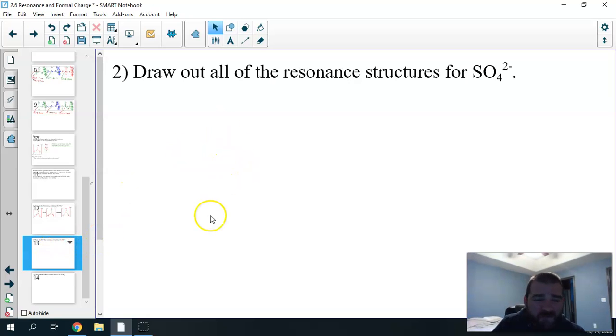So give this a shot if you could, and I'll come back in just a second, go through a couple things with you, and help you analyze this, and then I'll draw out all these structures for you guys and make sure that we have the correct answers.